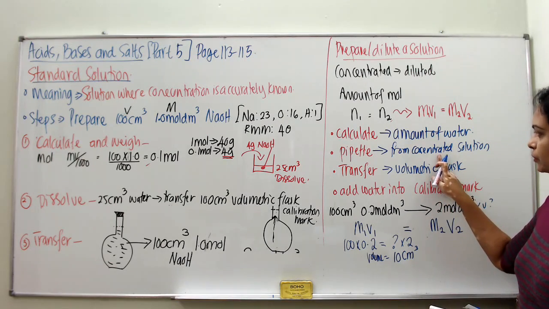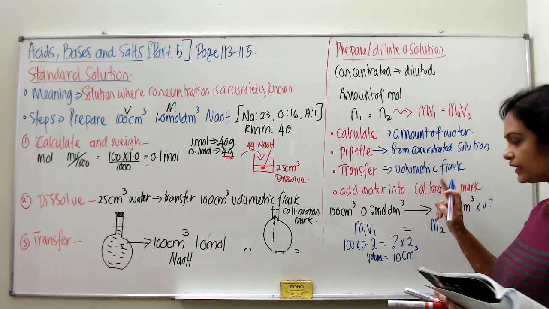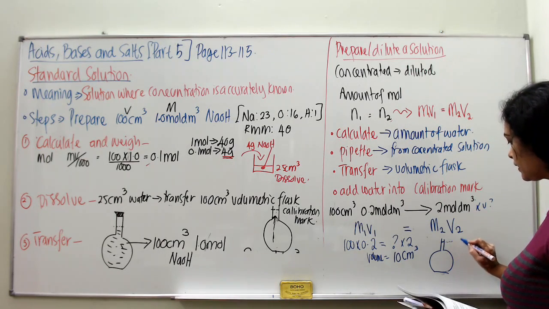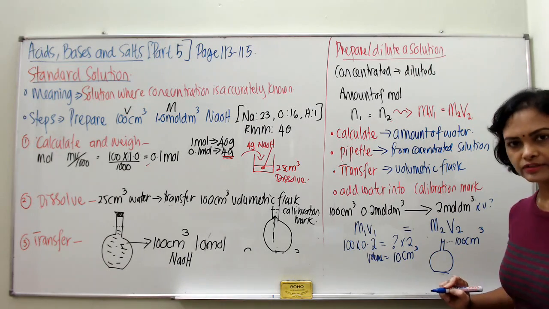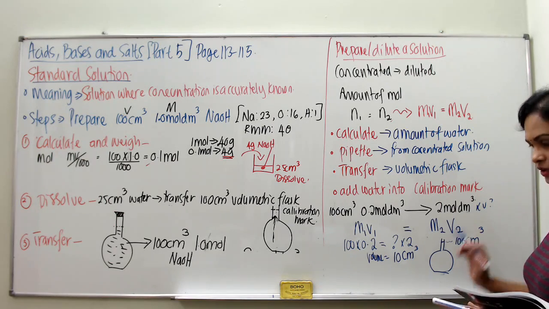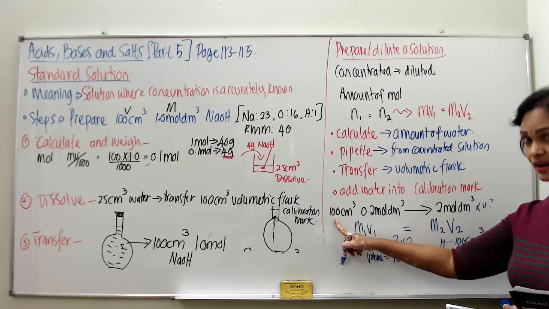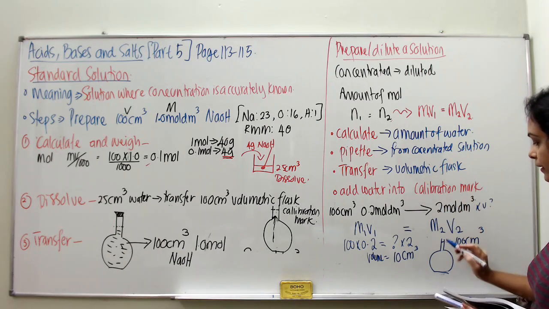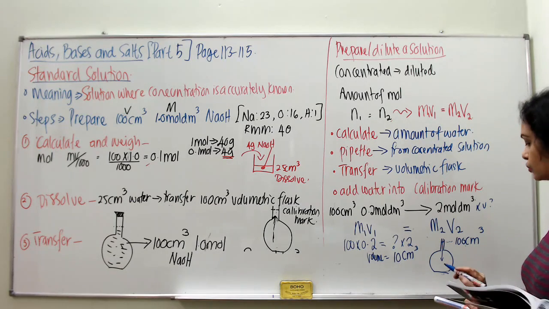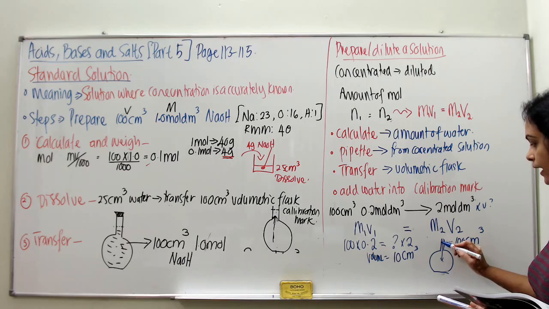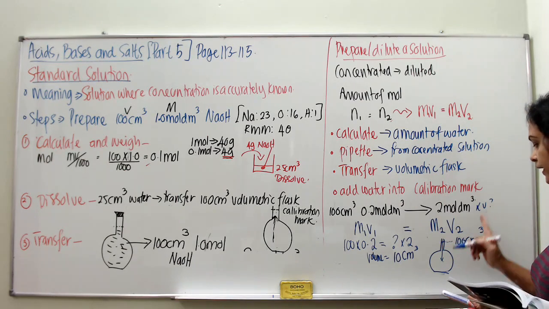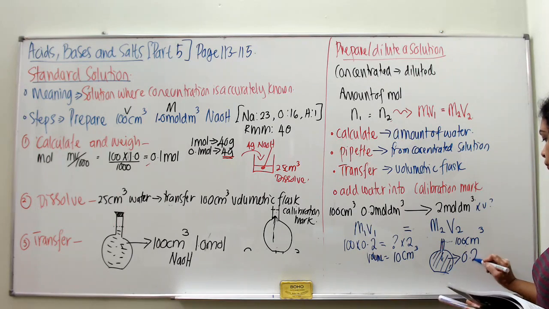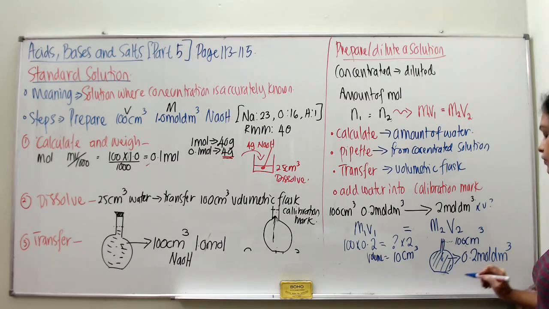So you pipette 10 cm cube of the concentrated solution and transfer it into a 100 cm cube volumetric flask. The calibration mark hits 100 cm cube. Why? Because here it says we want 100 cm cube, and here it says you only need 10 cm cube to be pipetted. So after you transfer it into the volumetric flask, you just add water until the calibration mark. After you have added water, you will find that you have successfully prepared 0.2 mole per dm cube of solution.